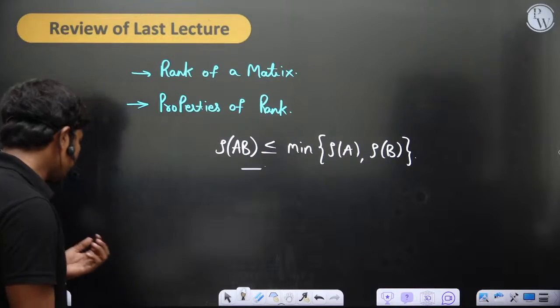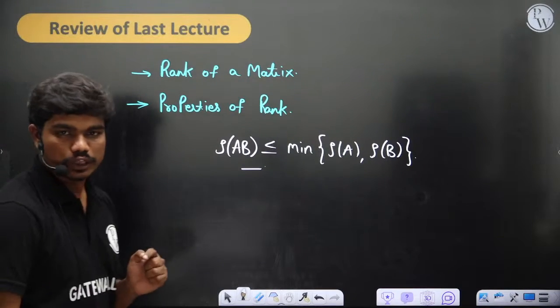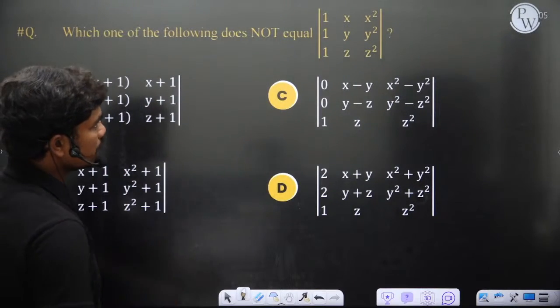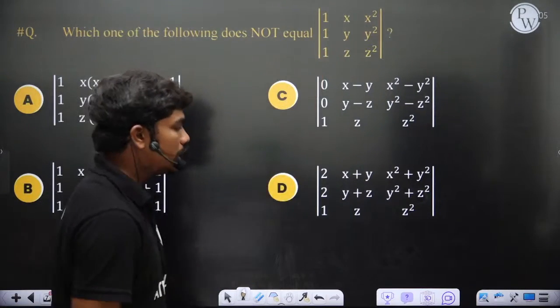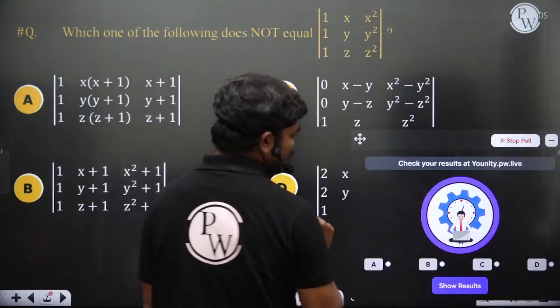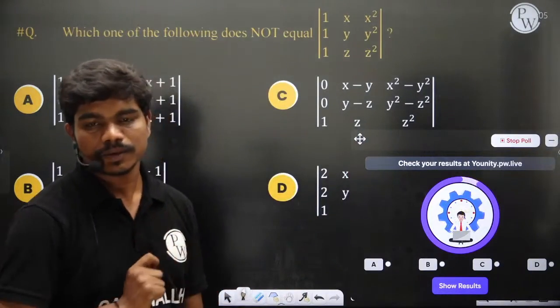I have given you homework of 2 questions actually. Did you all solve those 2 questions? The first question is this: which one of the following does not equal this particular determinant? If some of you have solved this question, then definitely you have the answer for this. So I'm giving 30 seconds to enter the answer. Please enter the answer.